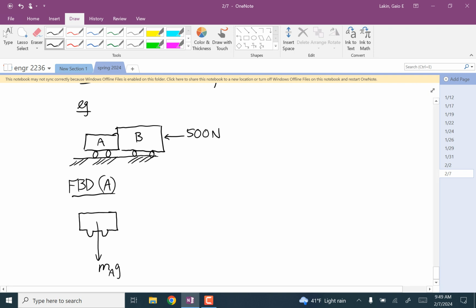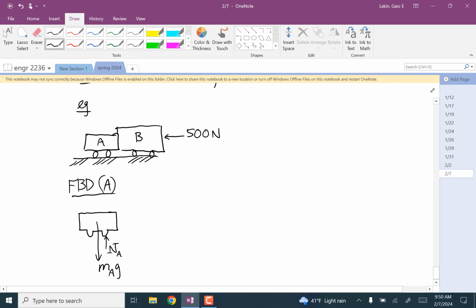Now that you've dealt with all the field forces, just go around the boundary looking for contact. There's a pushing force at the wheels. There's really pushing forces at both wheels, but for now, these are particles, so we don't have to be too concerned about where they're acting. So I'm going to write this as normal force acting on body A. And then there's a pushing force.